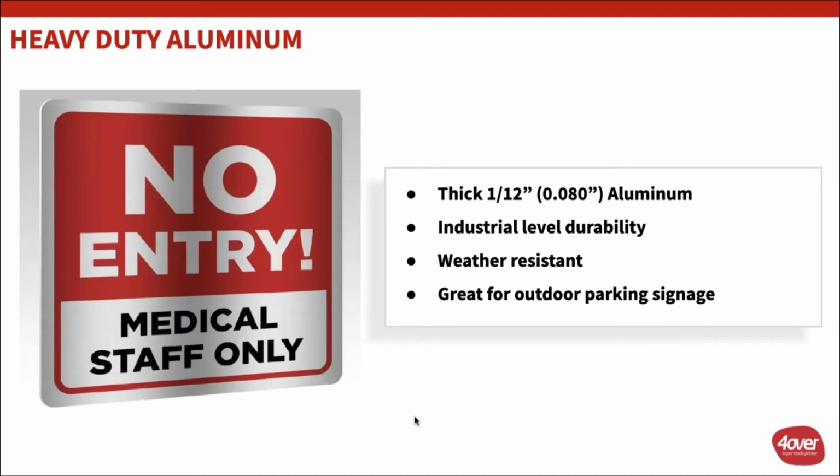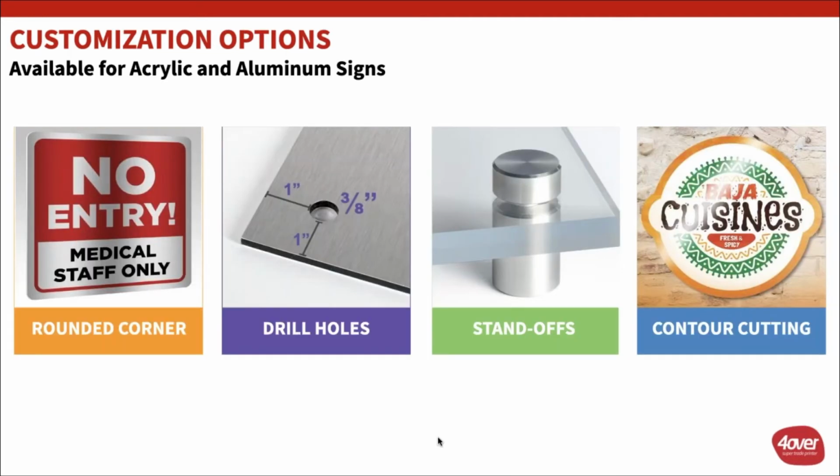And then finally, heavy duty aluminum signs. This is a really thick aluminum, traditionally used for parking signs, outdoor signage, that sort of thing. It's industry-level durability, weather resistant, and a durable sign for more industrial type uses where you need a sign there permanently for a very long time. All right. So let's take a look at some of the more advanced options for these products.